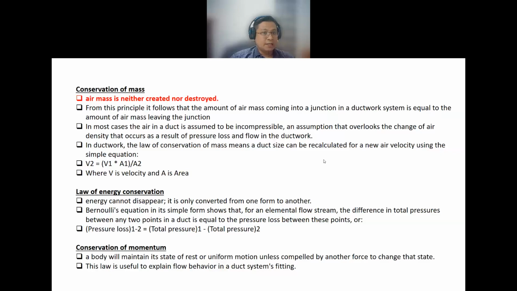In most cases, the air in the duct is assumed to be incompressible, an assumption that overlooks the change of air density that occurs as a result of pressure loss and flow in the ductwork. So to maintain the density, we should consider it incompressible. As we know, the formula of density is mass over volume. If we maintain the volume, the density will be maintained. Because if incompressible, volume 1 equals volume 2. Incompressible.